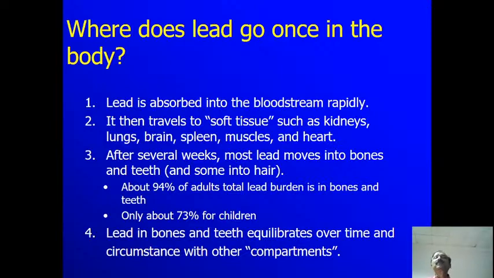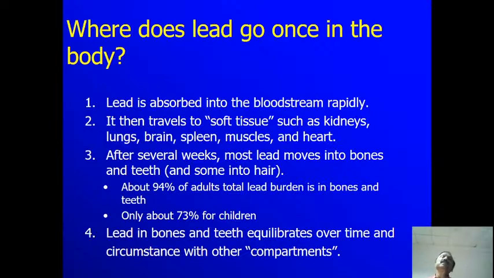94% of adults' total lead burden is in bones and teeth, and in children it is 73%, because chronicity is more in adults. Adults will continue to take it for a number of years. Children are young; they won't have had so many years in their life. So that's the reason why in children it is a little less.